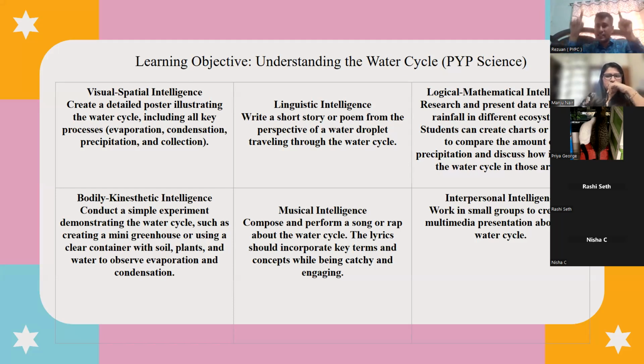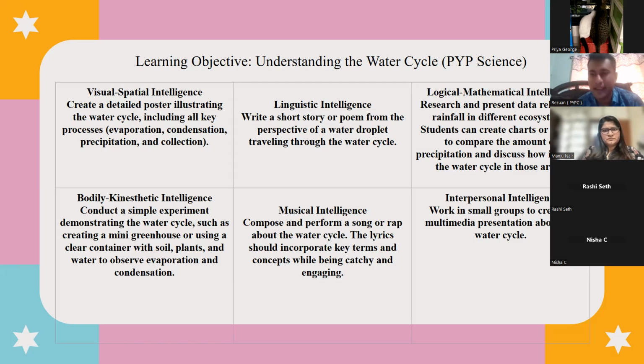In the think-tac-toe strategy, there are nine boxes, right? In the nine boxes you can use nine different multiple intelligences, but the concept will be one, like the water cycle. So based on the water cycle, you can prepare nine different types of tasks, and those nine different tasks can be based on nine different learning styles.